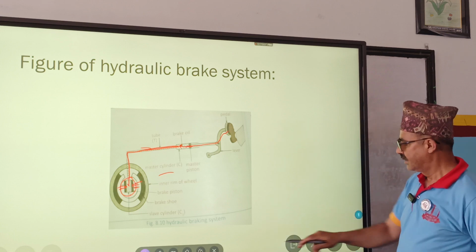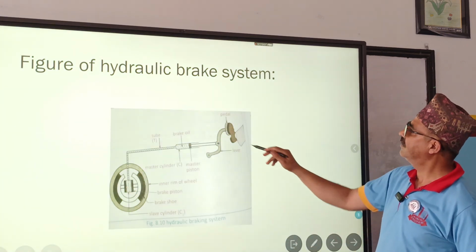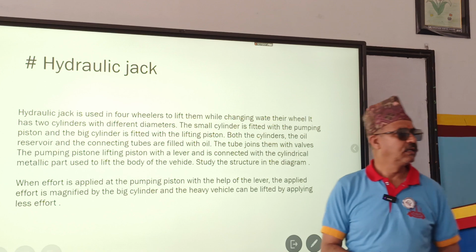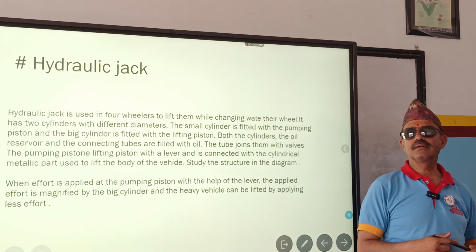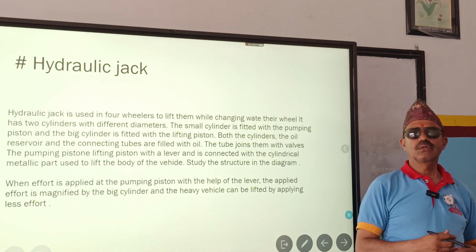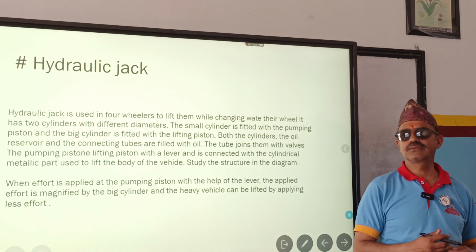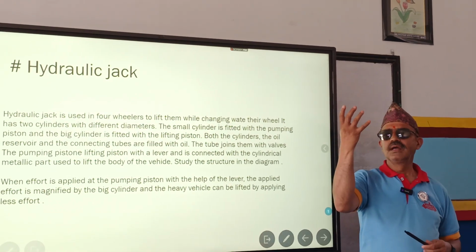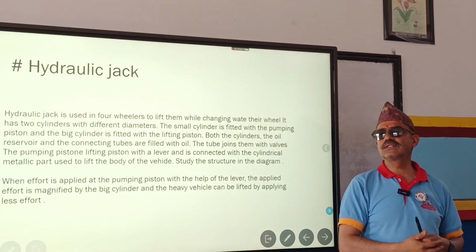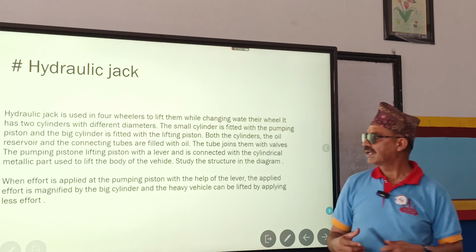Hey. Now next one, what is here? Hydraulic jack. Who uses a hydraulic jack? Especially khalassis. Do they use a hydraulic jack or not? To lift the vehicle while changing those punctured wheels. Have you noticed? Yes, the hydraulic one.